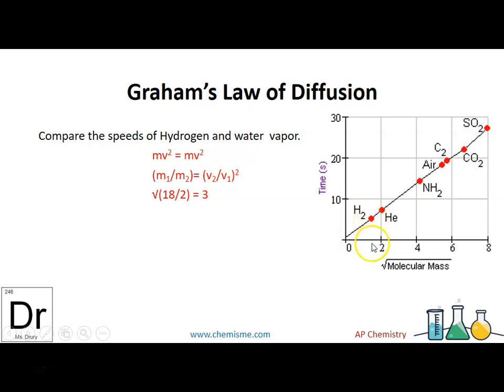So if hydrogen is going at a speed of almost 1.5, taking a time of maybe 8 seconds, then water's going to take 3 times that amount of time in order to get to that.